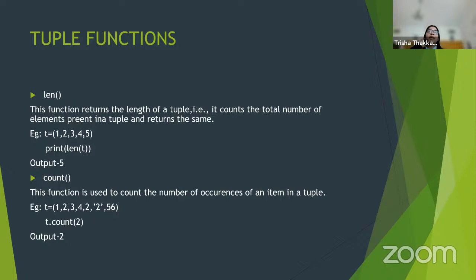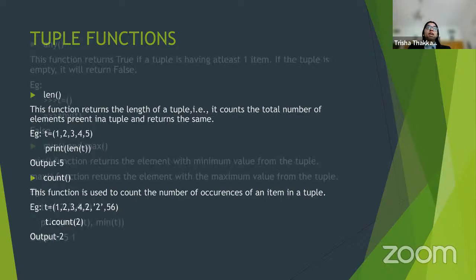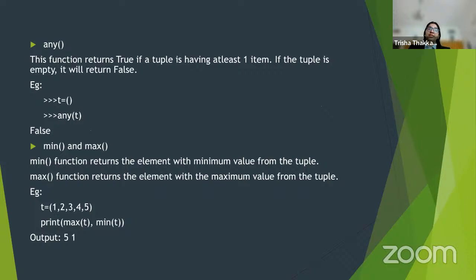Next, we have the any function. This function returns true if a tuple has at least one item. If the tuple is empty, it returns false. That means if over here we have an empty tuple, which is just the brackets, and when we print any(t), it is false.